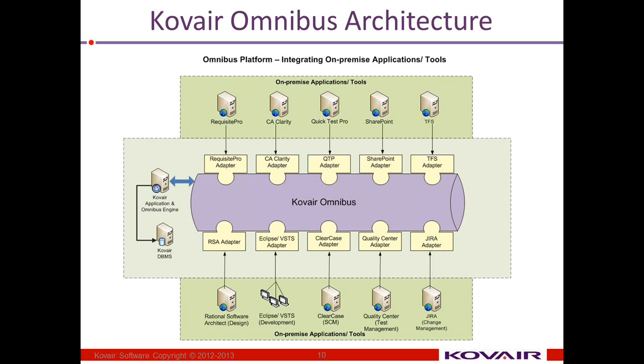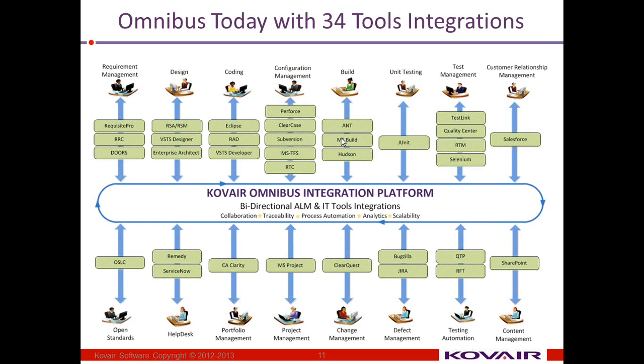So this is the overall architecture of Omnibus, where the bus structure is in the center, and on the left hand side the Covea application is used to configure this bus to set in all the business rules, and we have adapters for each of the tools that are there in the ecosystem. You can see we have Requisite Pro, Clarity, Quick Test Pro, SharePoint, and so on. Today Omnibus has more than 34 tools already integrated.